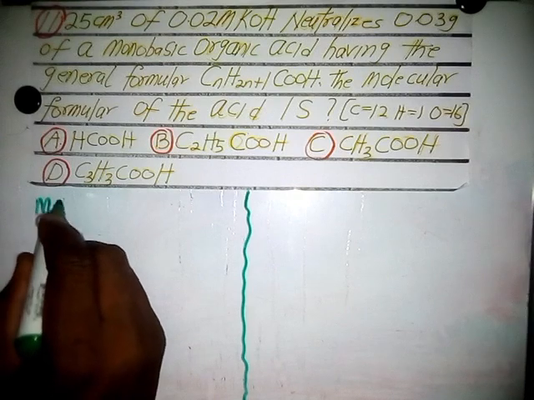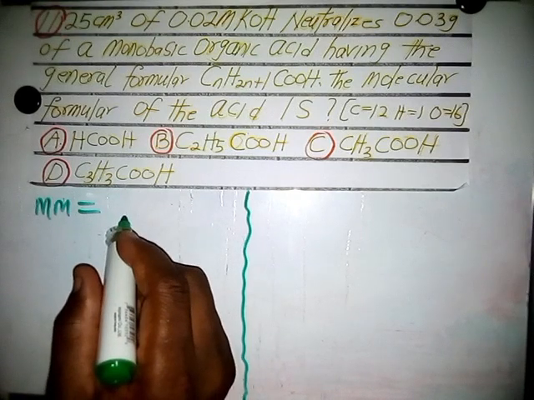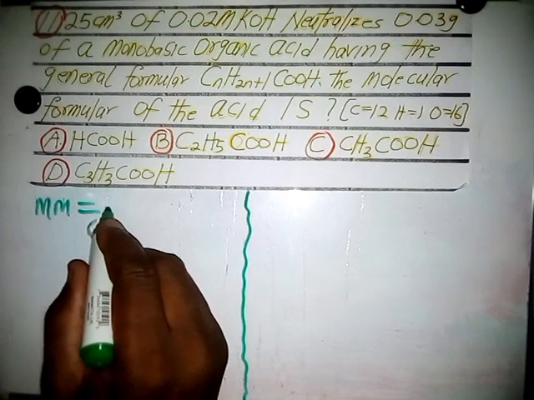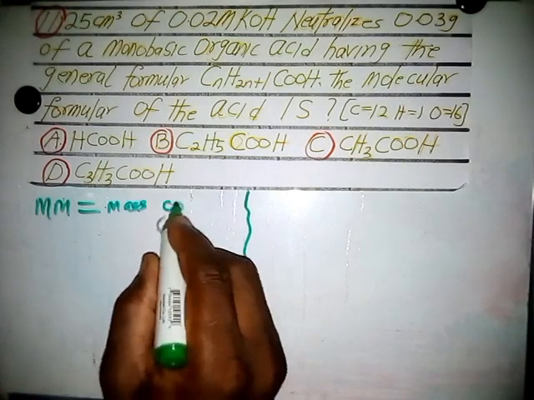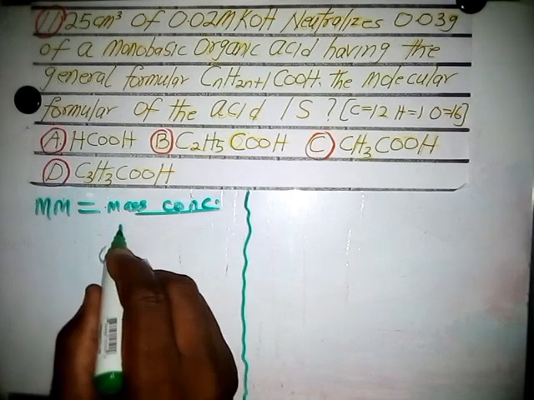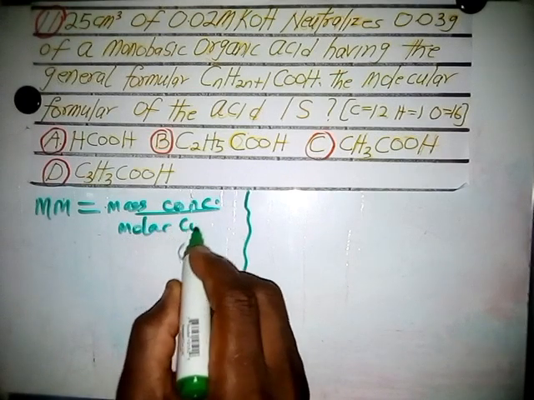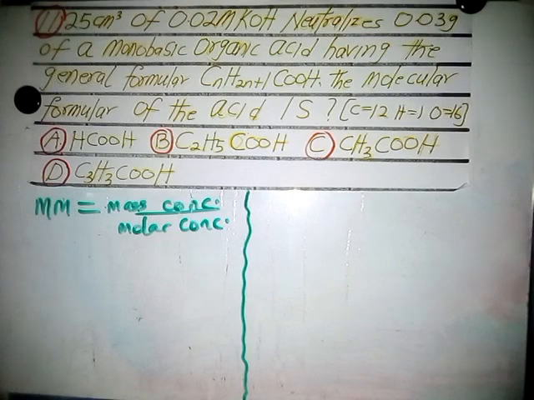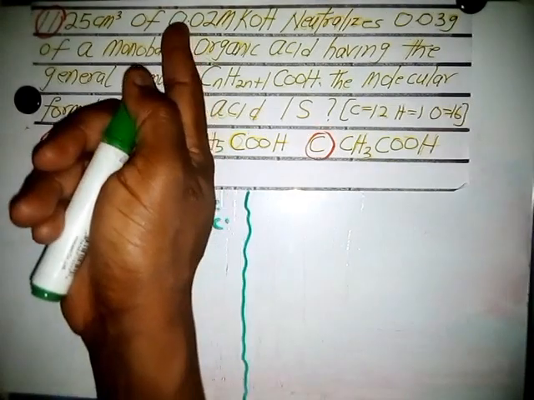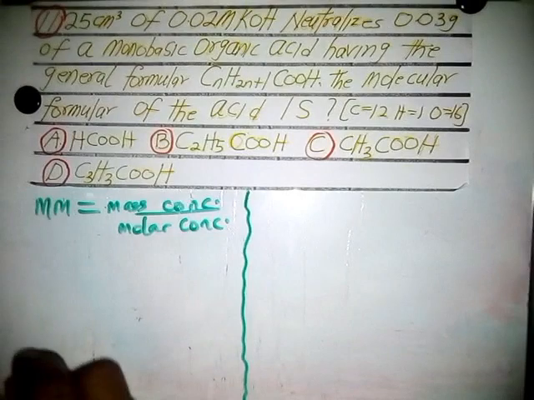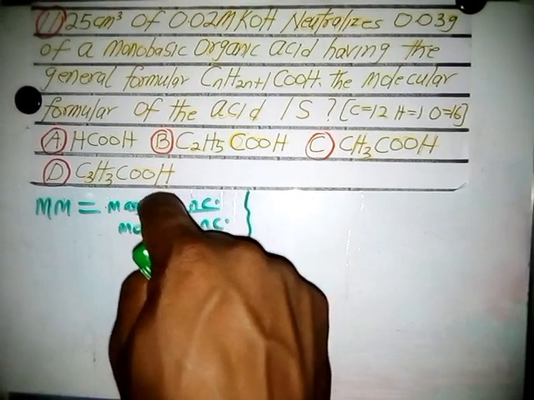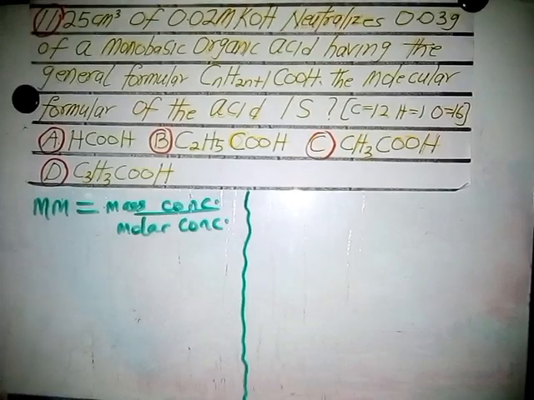Molecular mass is equal to mass concentration over molar concentration. That's the formula for molecular mass. So what I need to do is, the molar concentration is 0.02, and I have to calculate the mass concentration. After that, I will put it into this equation so I can calculate the molar mass.